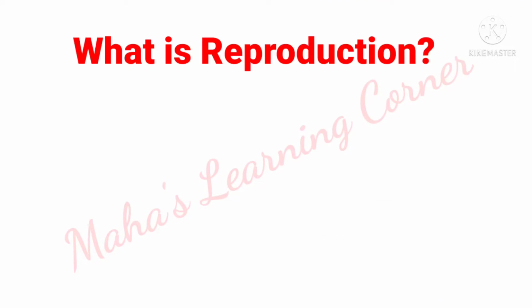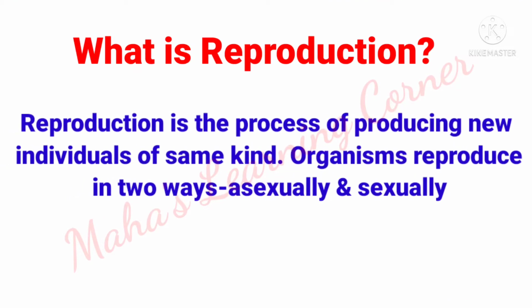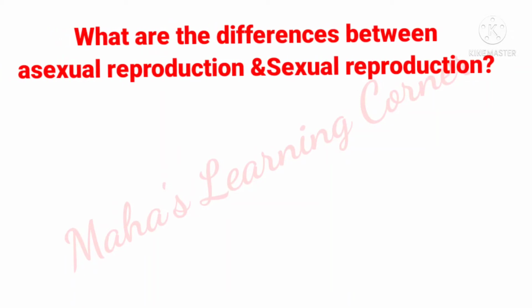What is reproduction? Reproduction is the process of producing new individuals of same kind. Organisms reproduce in two ways, asexually and sexually. What are the differences between asexual reproduction and sexual reproduction?